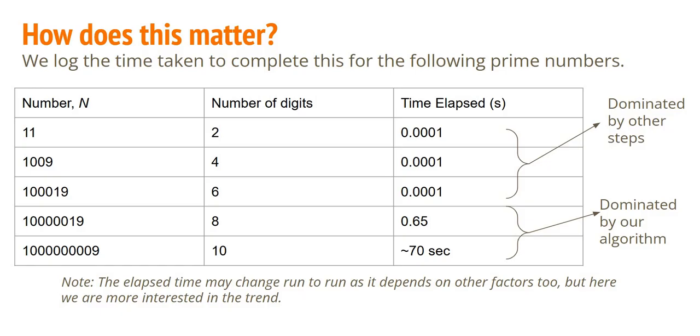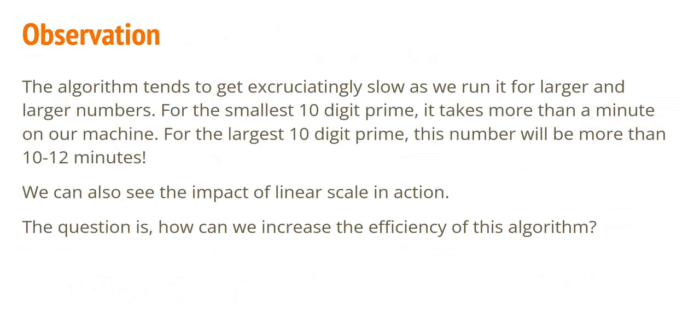So even though runtime is an imprecise measure, it still gives us pretty good insight. The observation that we are making is that this was a naive algorithm. We knew that all the while. It looked okay for small numbers, but the moment I start making the numbers large, for example, the smallest 10-digit prime number, which is what I did, it took more than a minute on our machine. Actually, it's on Google Colab machines. And if I were to go to the largest 10-digit prime, this is going to be 10 times more than the smallest 10-digit prime, approximately speaking. This is going to take at least 10 to 12 minutes. That is way too long for an action like this.